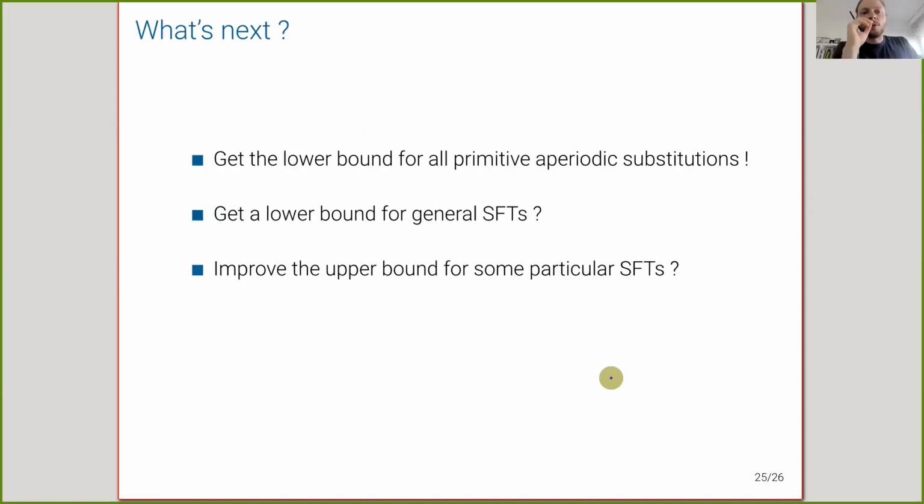So what to do next? Well, many things. First, I really want to look at the lower bound for primitive aperiodic substitutions, so without the marked assumption. And this should be possible, but everything I tried for now did not work. I always end up with a constant lower than 1. But I still have some hope.